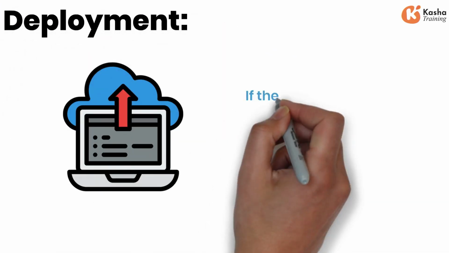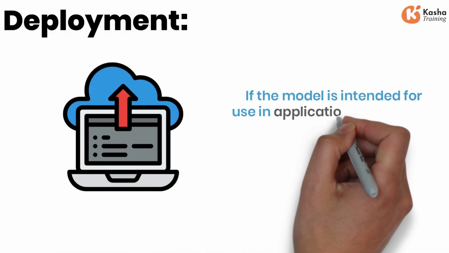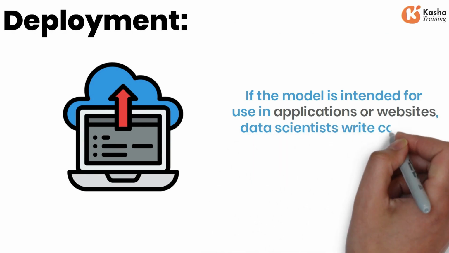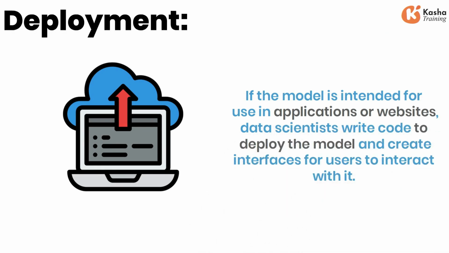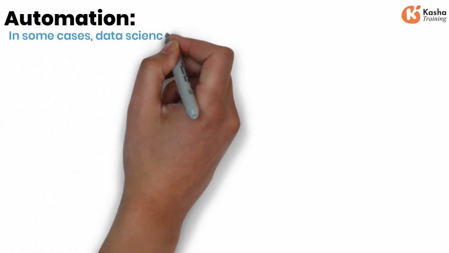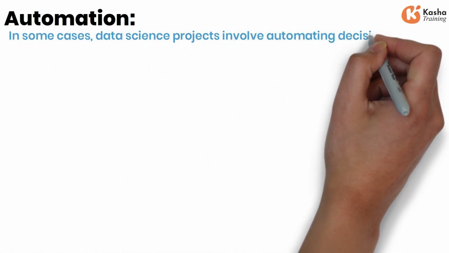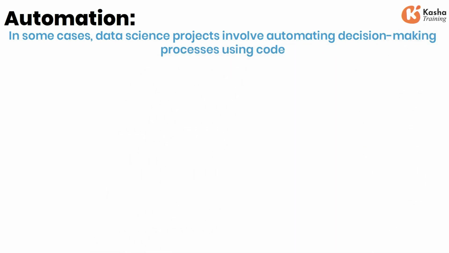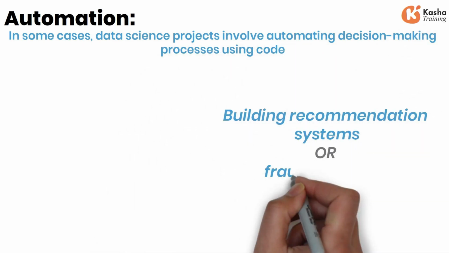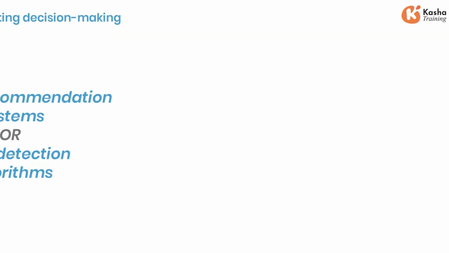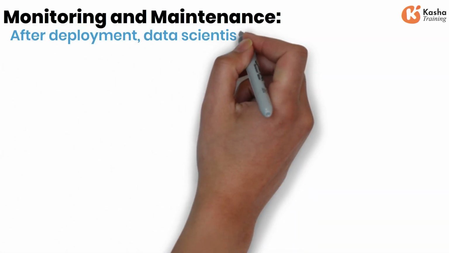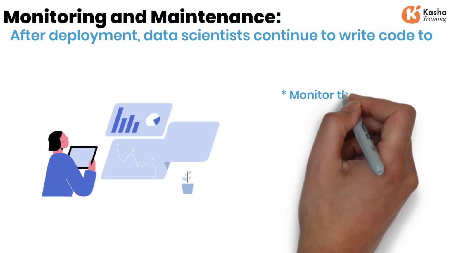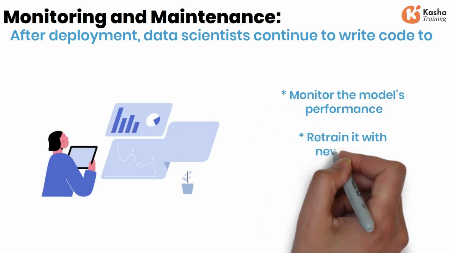Deployment. If the model is intended for use in applications or websites, data scientists write code to deploy the model and create interfaces for users to interact with it. Automation. In some cases, data science projects involve automating decision-making processes using code, such as building recommendation systems or fraud detection algorithms. Monitoring and maintenance. After deployment, data scientists continue to write code to monitor the model's performance, retrain it with new data, and make necessary updates or improvements.